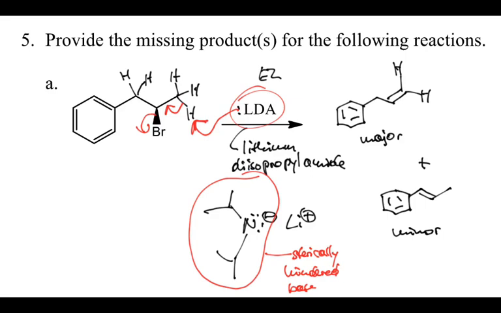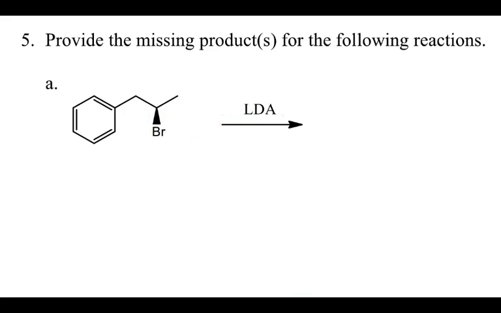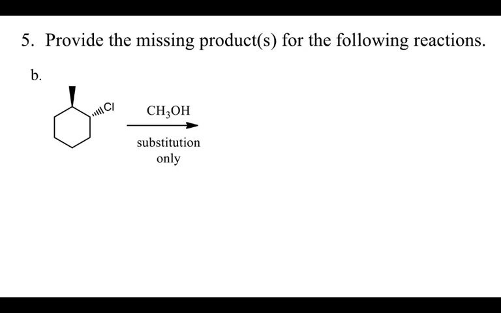Question: Why is the second one the minor one? Because of Hofmann's rule. So we have a sterically hindered base. It will take off the proton from the less sterically hindered position, which is the methyl group, rather than the CH2 group. Okay? All right? So let's go to the next problem. Here. Missing products, substitution only.